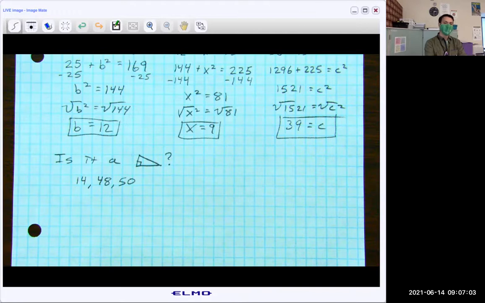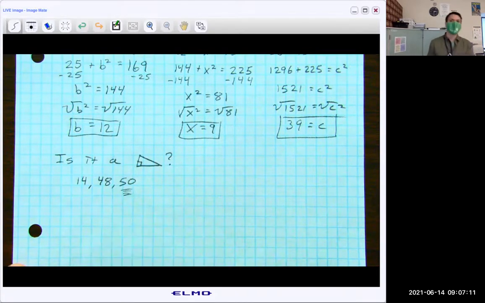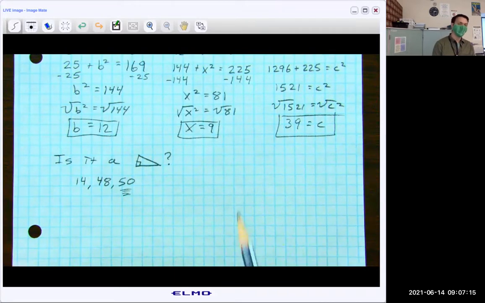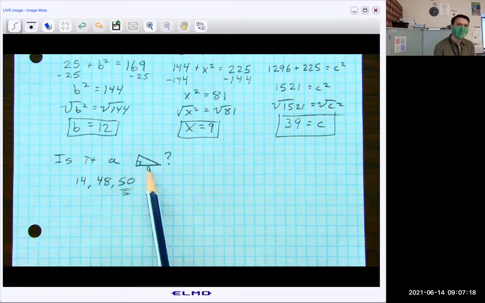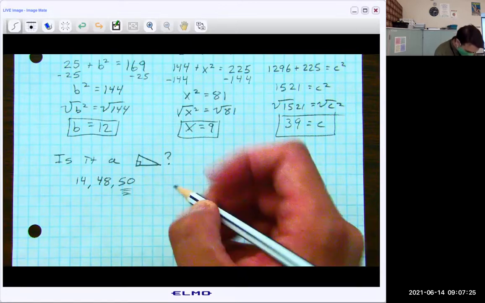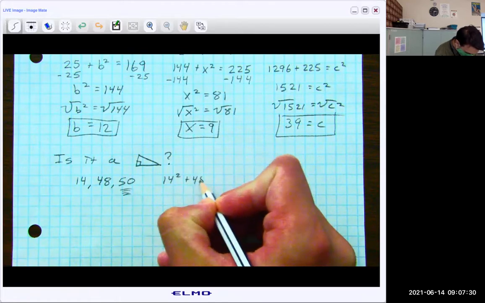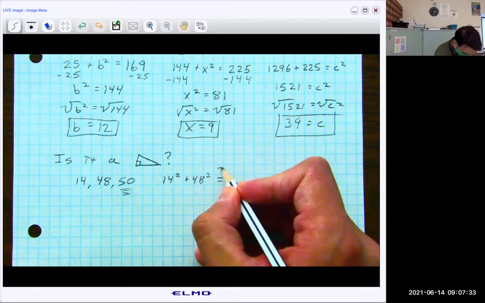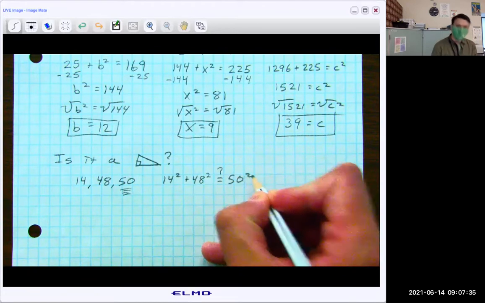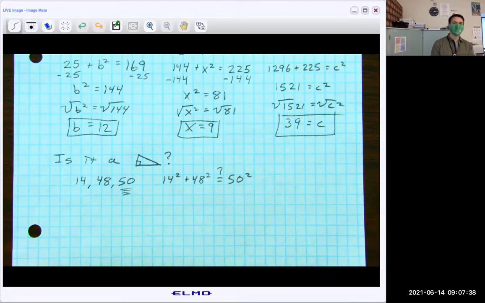Well, the way we do that is we plug it into the Pythagorean theorem and we see if it works. The larger number is always the C, always. You'll learn more about that in geometry, but with the way you draw this triangle, that diagonal always ends up being longer than the other sides. So what we're asking then is 14 squared plus 48 squared equal to, and I can draw a question mark over it, is it equal to 50 squared? Does it follow Pythagorean's theorem?